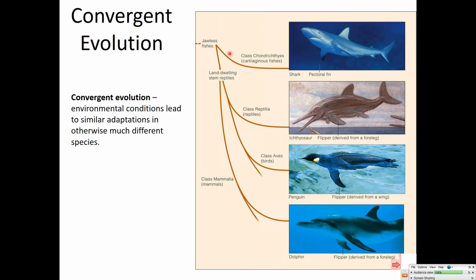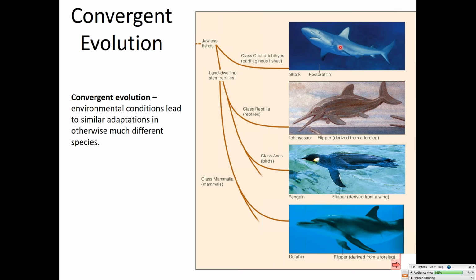So the environment selects upon them in a similar way. And so over time, these animals that aren't closely related begin to resemble each other because they're living in the same environment that's selecting upon them in the same way. So if you live in the ocean, you'll develop a streamlined body. You'll have paddles, right?